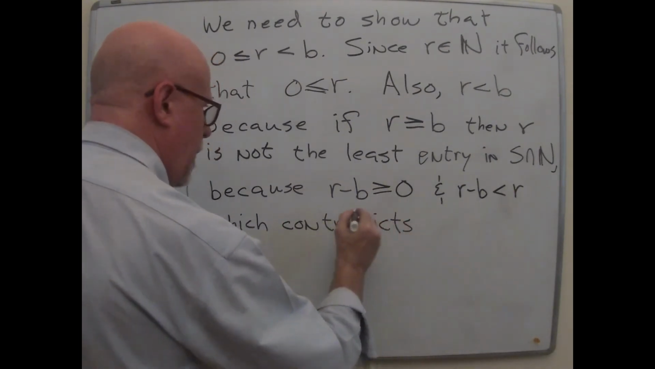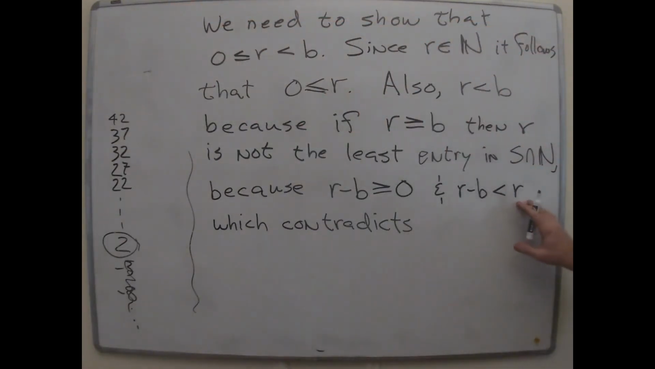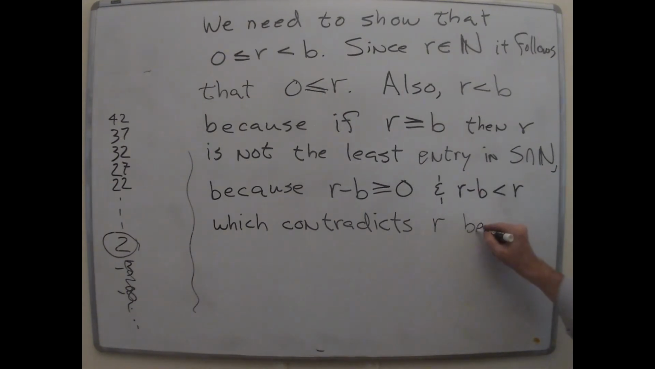A little weird how to say this. One of my favorite phrases is, when you have one of these least things, you'd say it's a minimal element. So we would say it contradicts the minimality of R. How about I'll phrase it awkwardly because it sort of makes sense this way. It contradicts R being the smallest entry.